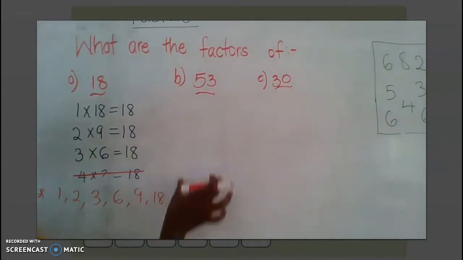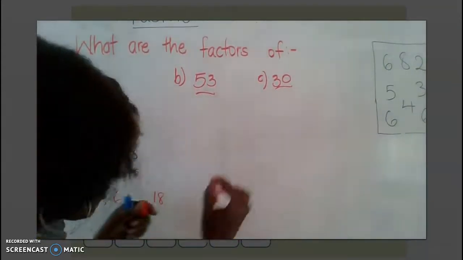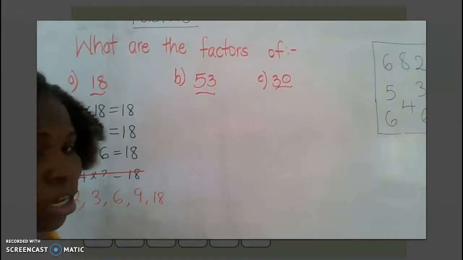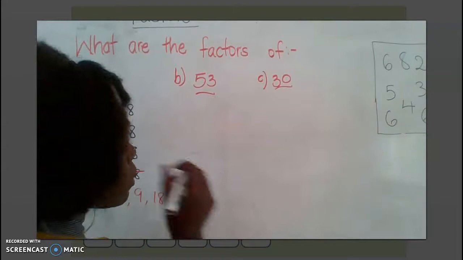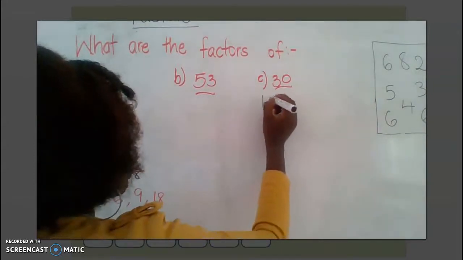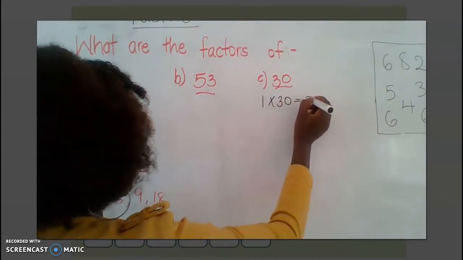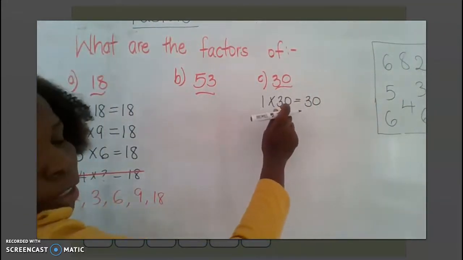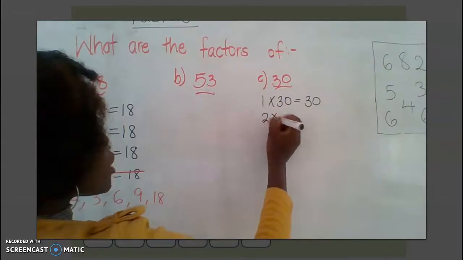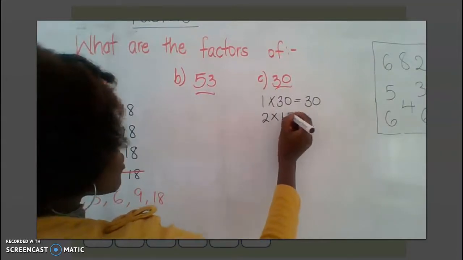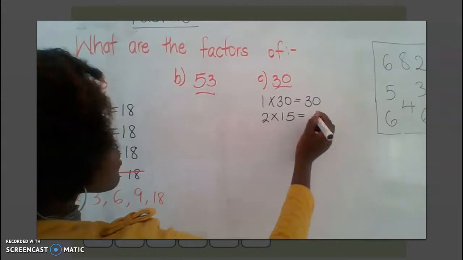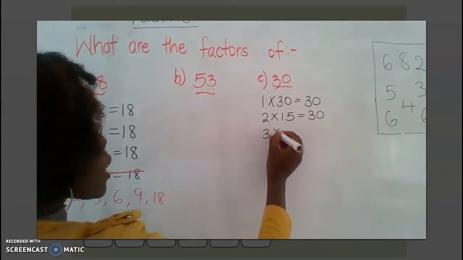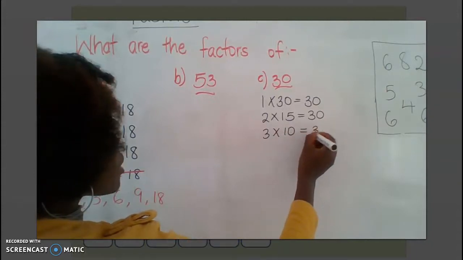I will skip 53 for a minute, then let's jump to 30. Which numbers, if you multiply together, will give you 30? Let's start. 1 times 30 will give me 30. That means 30 divided by 1 will give me 30. 30 divided by 2 will give me 15. That means 2 times 15 equals 30. 3 times 10 will give me 30.